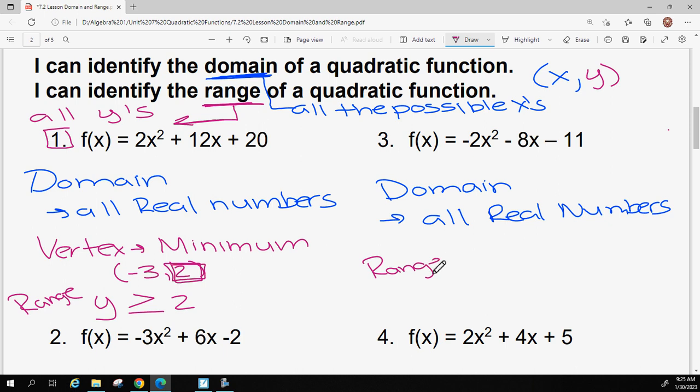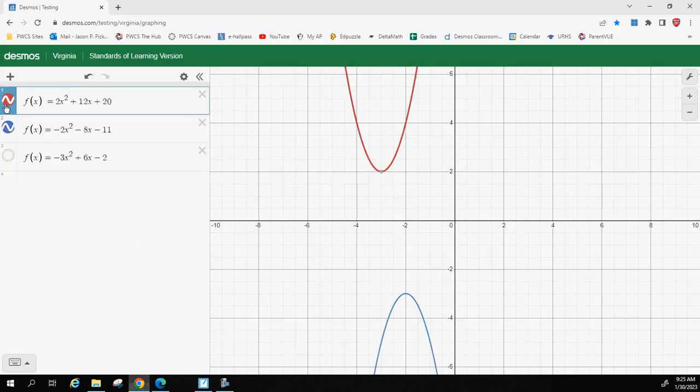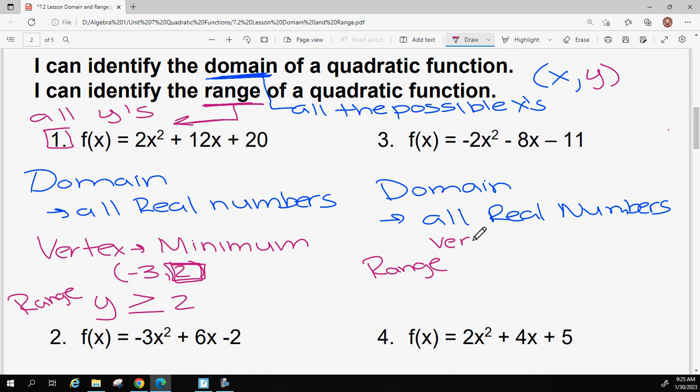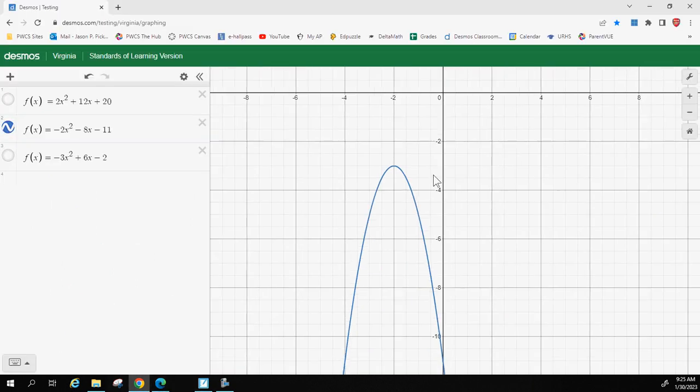So let's look at the range for this third one, number 3. Here, if I look at my vertex, that's as high as this thing's going to get. My vertex is -2, -3. We're going to call that thing a maximum. That's as far as this graph is going to go vertically. It's going to keep going down forever, but it's only ever going to get to -3 as far as its height goes. So all my y values are going to be smaller than -3, except for in this one place where the vertex is.